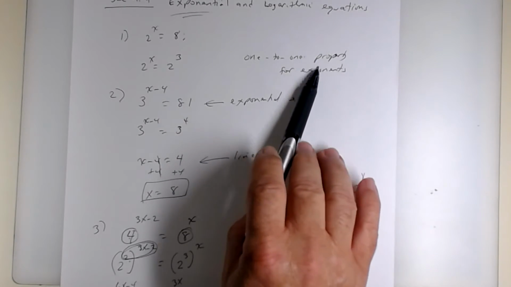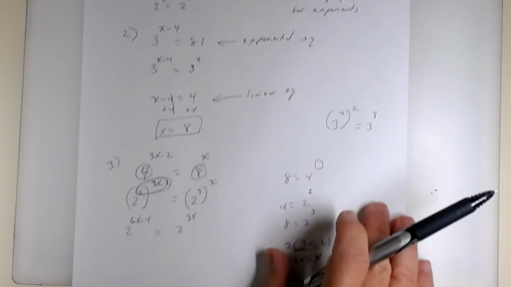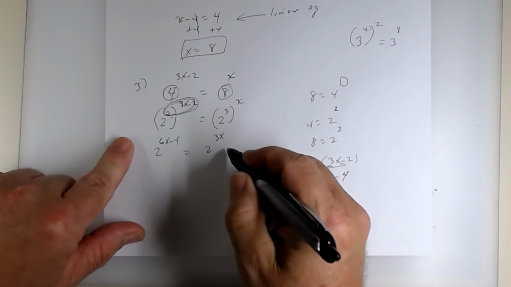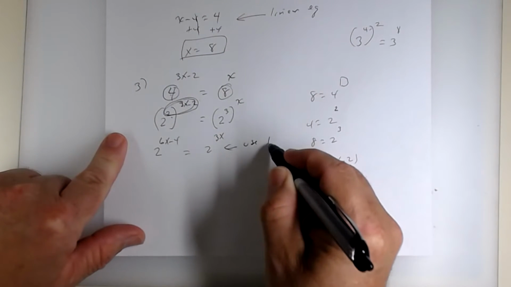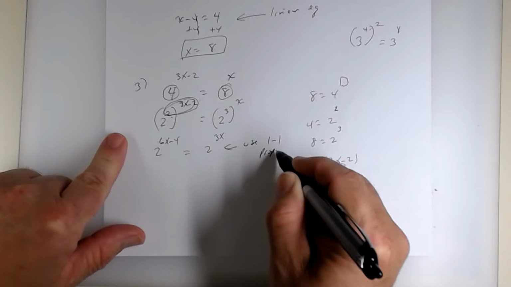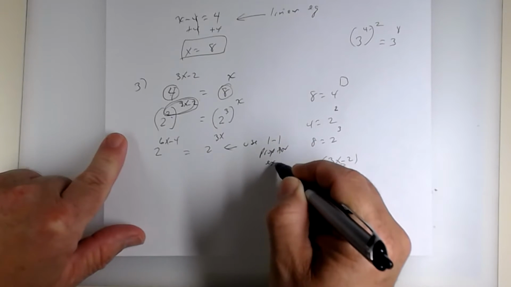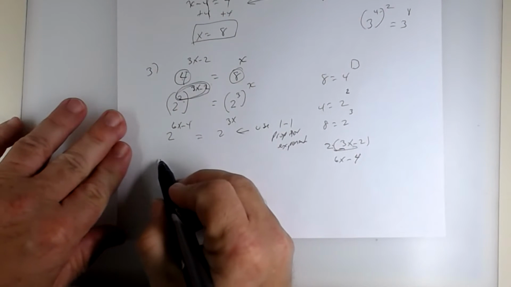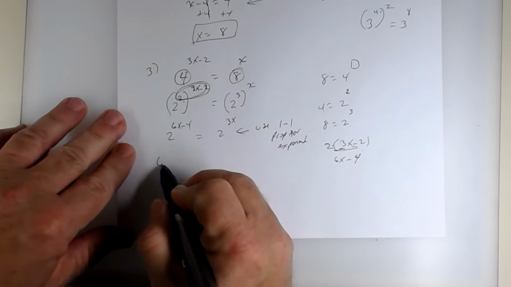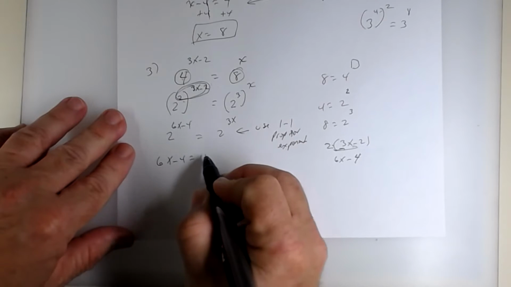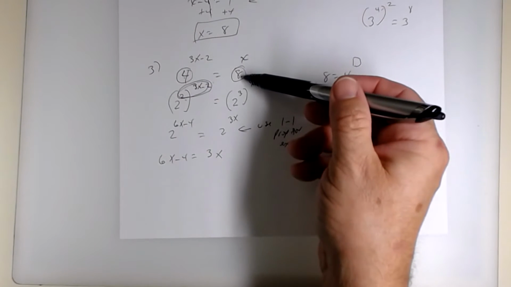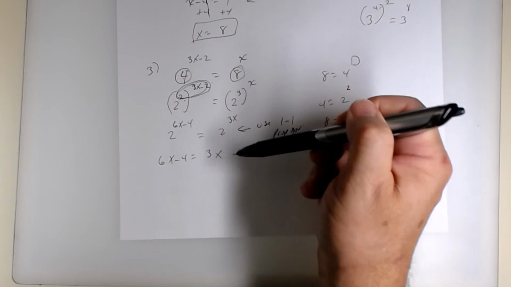Yeah, so this property, the one-to-one property for exponents. So the base is the same. So you're going to use the one-to-one property for exponents. If the base is the same, then what must be true? The exponents. So 6x minus 4 has to equal what? 3x. So I went from an exponential to a linear.